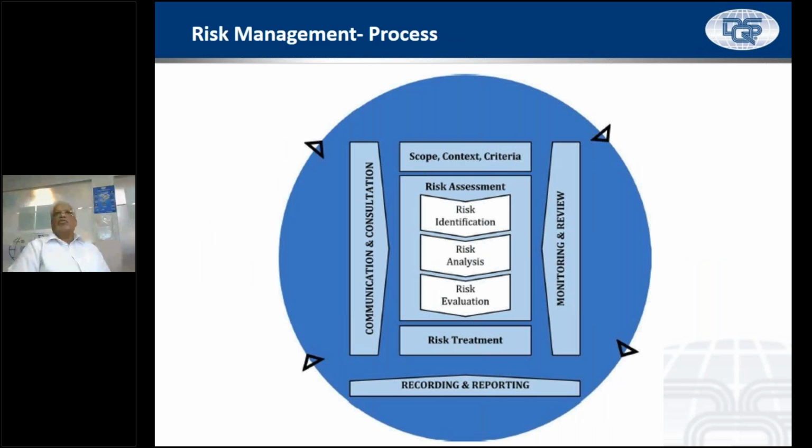Now, slowly getting into the framework of the process. Risk management also has a specific process. When we say process, the understanding is transformation of input into output. So we know that in order to perform a risk assessment, which is a part of the risk management process, we need to understand at the first level, we need to have the scope. What is the scope?